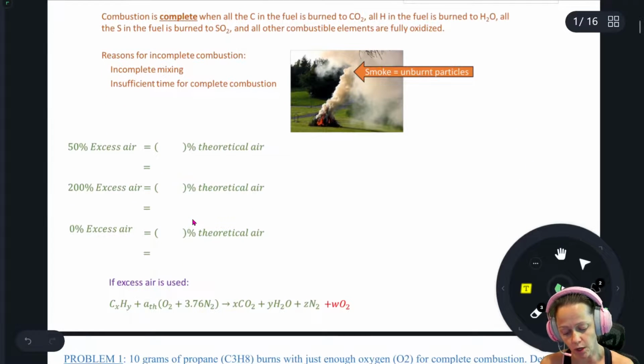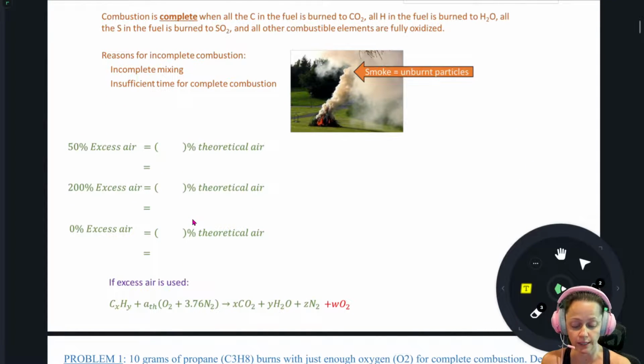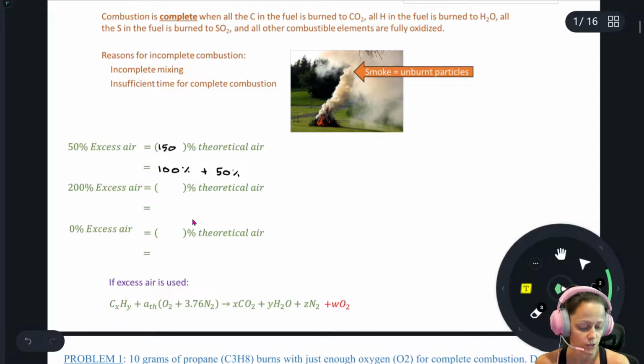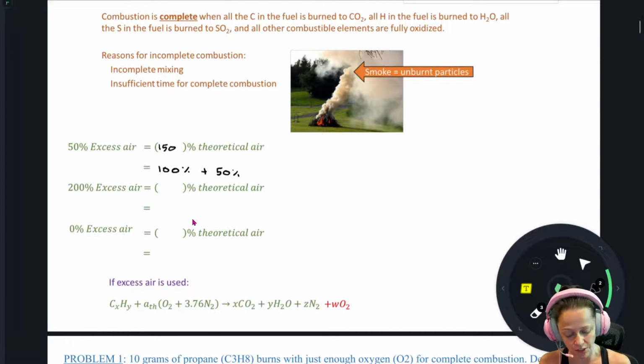We also talk about things in terms of excess air or percent theoretical air. If you use excess air, as opposed to just the stoichiometric amount of air, the minimum amount of air that you need for complete combustion, you could refer to that as 50% excess air, or you can call this 150% theoretical air, right? Because that's 100% theoretical plus 50% excess. So same kind of logic.